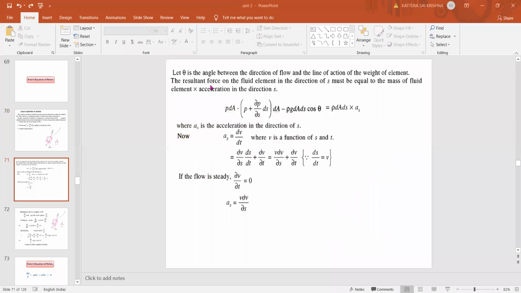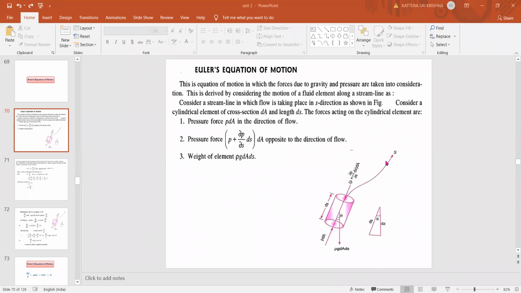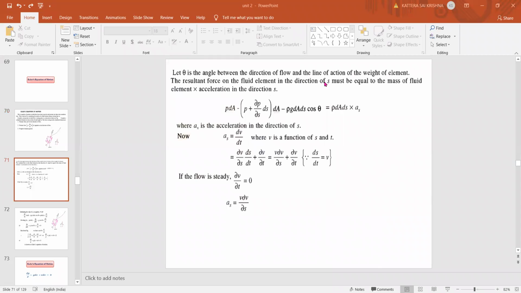Right. So now, next point, the resultant force on the fluid element in the direction of S. Here, this is the direction of flow, S is the direction of flow. The resultant force in the direction of S must be equal to the mass of the fluid element into acceleration. That is, F equals mass into acceleration. This is the general term.